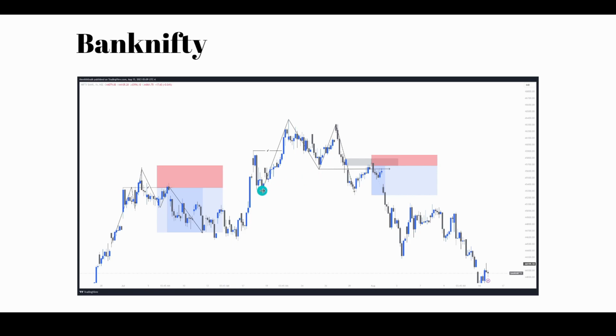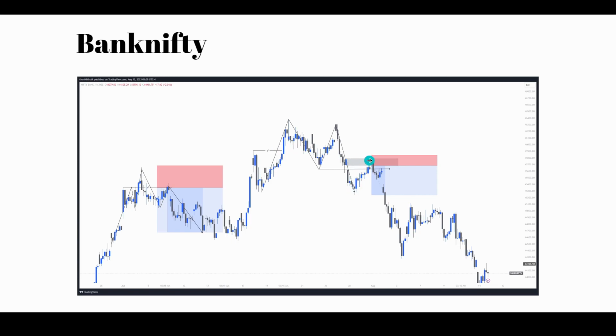Okay, a change of character. To identify a valid change of character, you need to identify a valid low, a swing low. Here we have a swing low, and here we made a high through. So to become a change of character, price has to break this low. In this case, price just wicked that low. Identifying the previous price action, I can say that price will continue to go down.